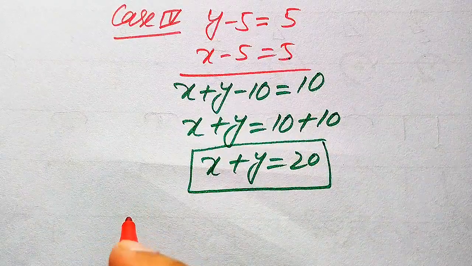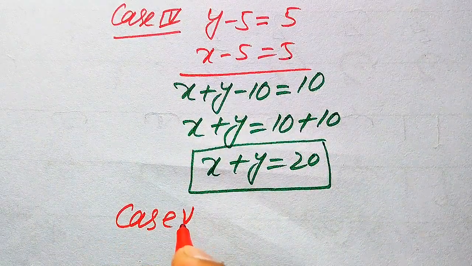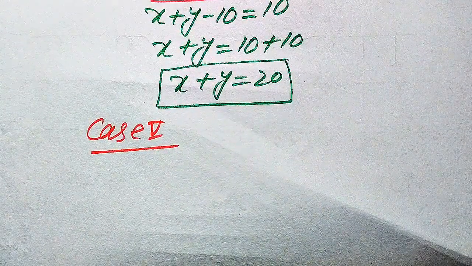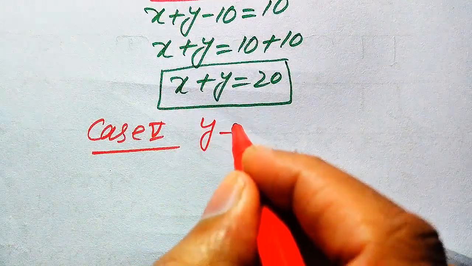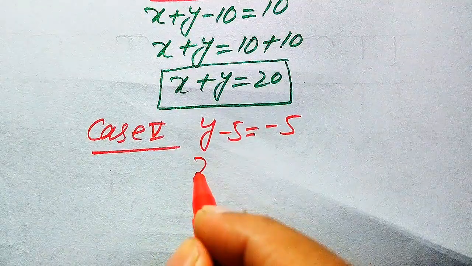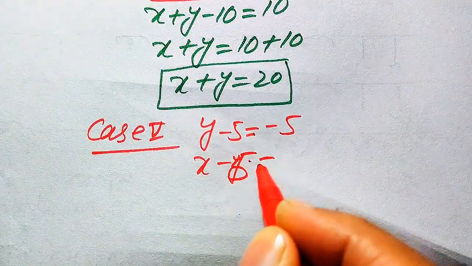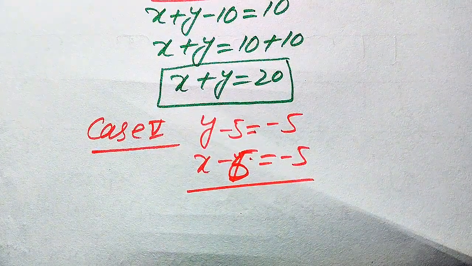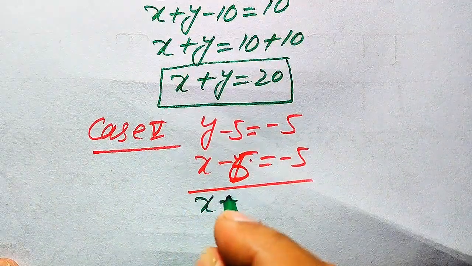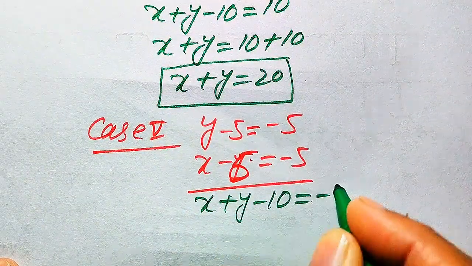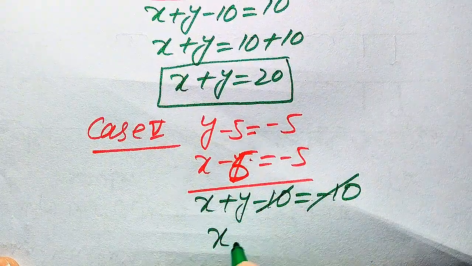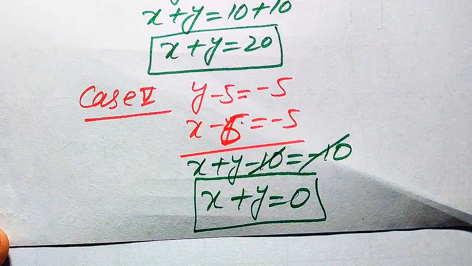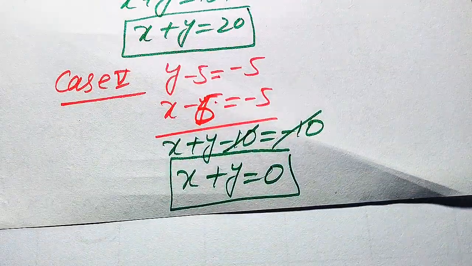And now we move towards our fifth case, and in the fifth case, after comparing both of the sides, we have y minus 5 equals -5 and x minus 5 equals -5. So this is our fifth case. And in this case, when we add both of these values, we get x plus y minus 10 equals -10. So these cancel out each other, and we get x plus y equals 0. So this is the fourth different value of x plus y.